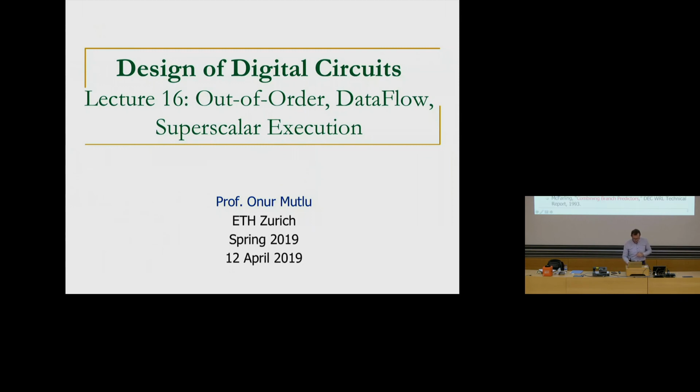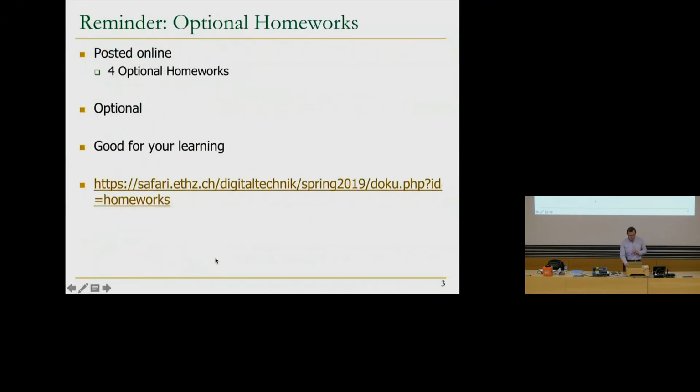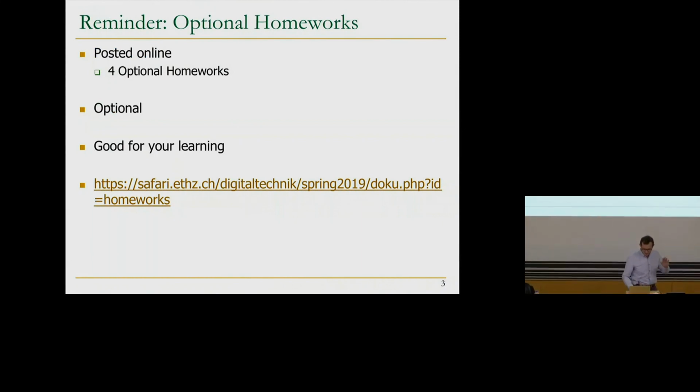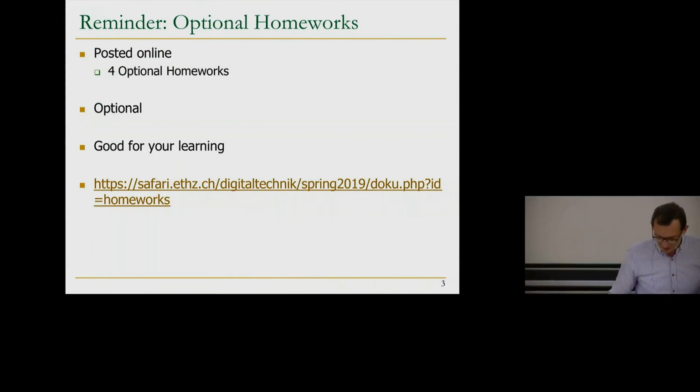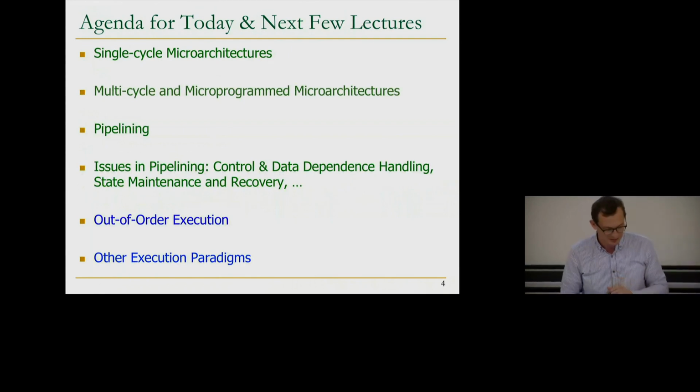Okay, so these are the readings. Please do them. We'll talk about that reading a little bit more, and combining branch prediction. Next week, we're going to cover branch prediction, which is another fascinating topic. So I think we have 4 homeworks posted right now. Fourth homework should be posted if it's not posted yet. Hopefully you're doing these homeworks. These are good for your learning, and some of them are based on past exam questions also.